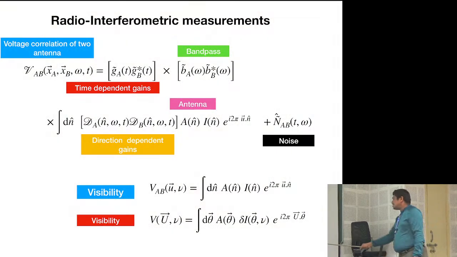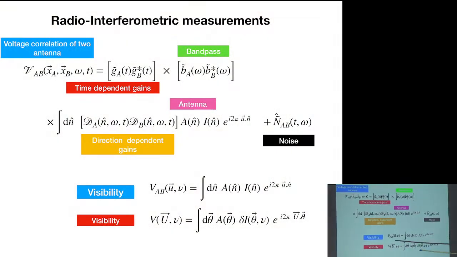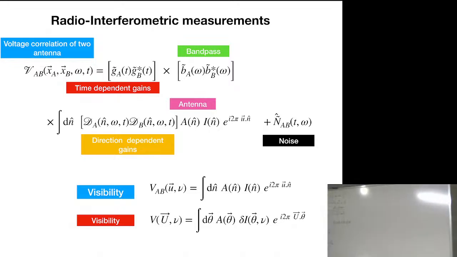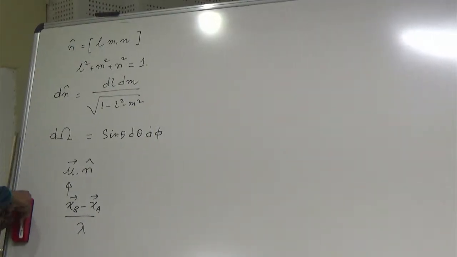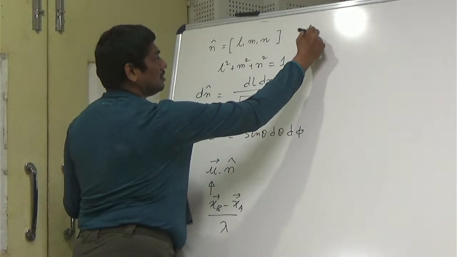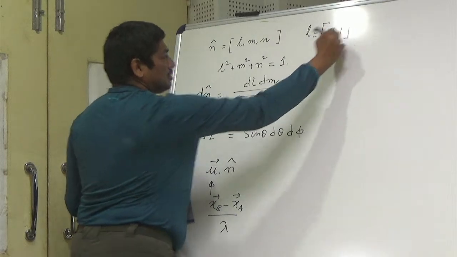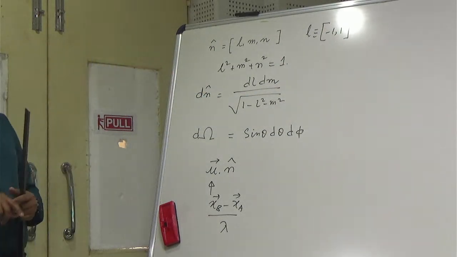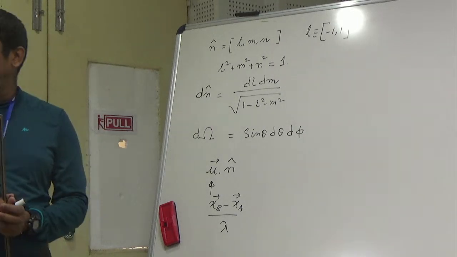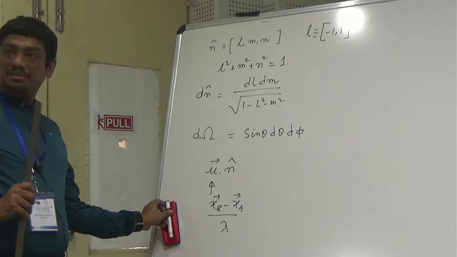Which essentially means, if I look at this integral now, this integral is not quite a Fourier transform integral. And there is one more thing which I originally wanted to point out: the limit of these integrals. What are the limits of L and M? Minus 1 to plus 1. So even these integrals are not minus infinity to plus infinity, but are from minus 1 to plus 1.